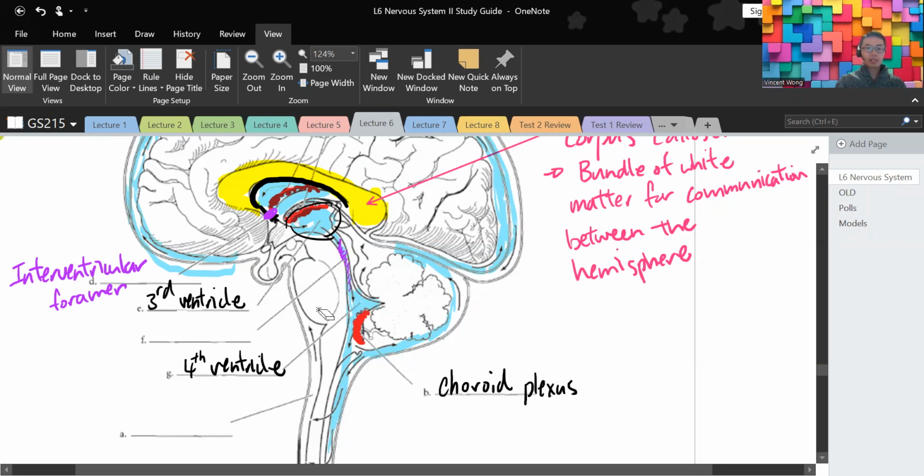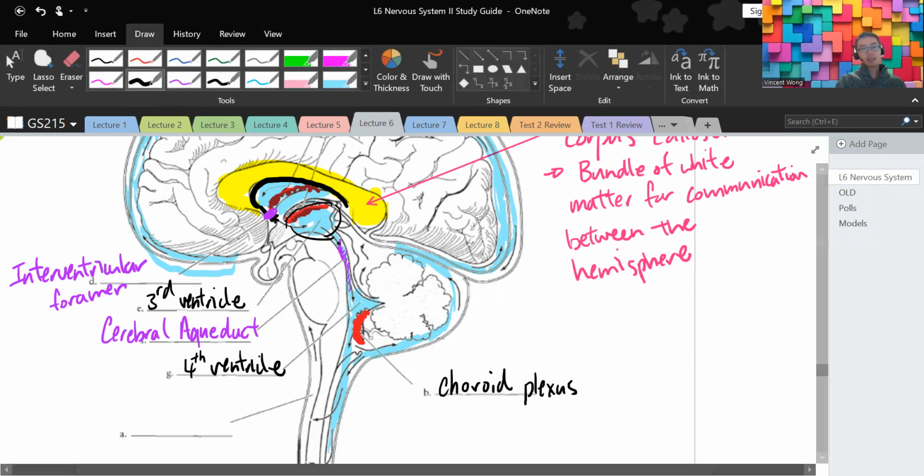And then you see the duct right here, that connects the third and the fourth. That is the cerebral aqueduct. So if any of these is obstructed, say a little tumor grows here and blocks it, then it might lead to hydrocephalus. There are other reasons for blockade as well. It doesn't have to be a tumor, but that's just one example.